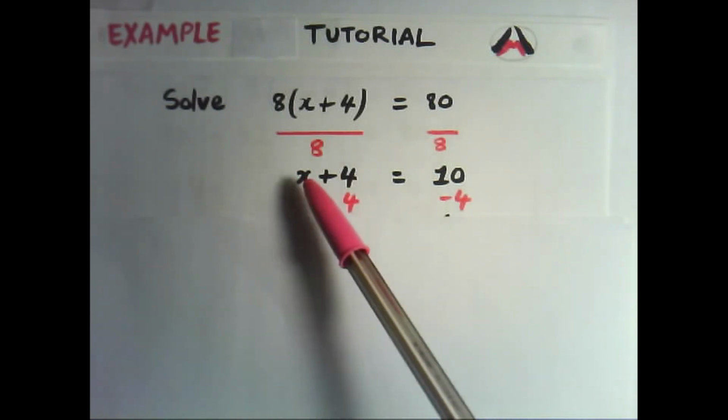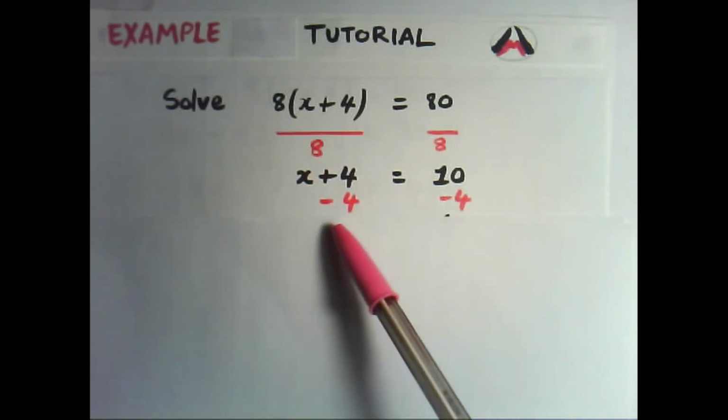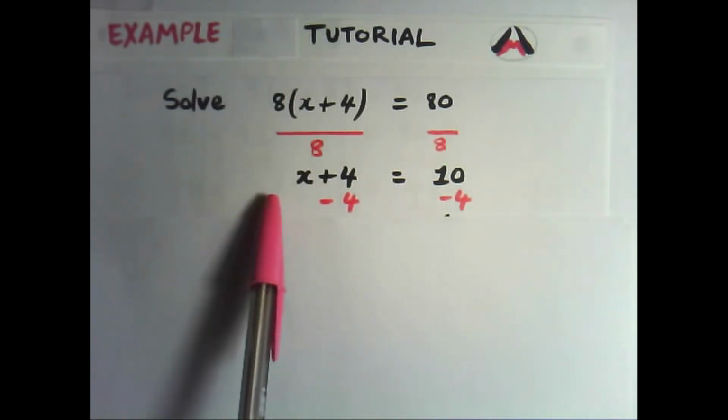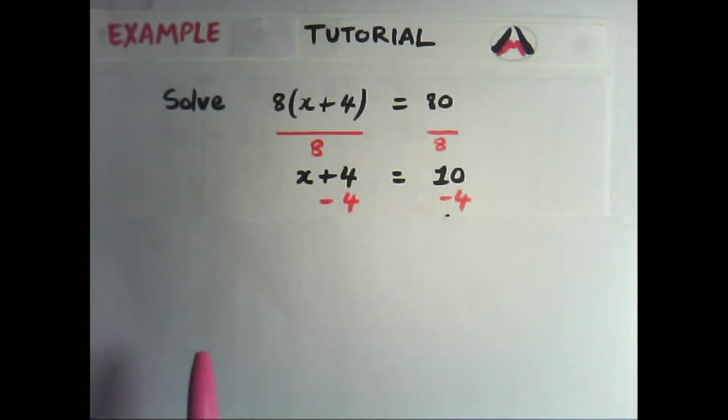we find that the positive 4 and the negative 4 equals 0, and you're just left with x by itself on the left-hand side of the equal sign, and 10 minus 4 gives us 6. So we find that x = 6 is the final solution to this linear equation.